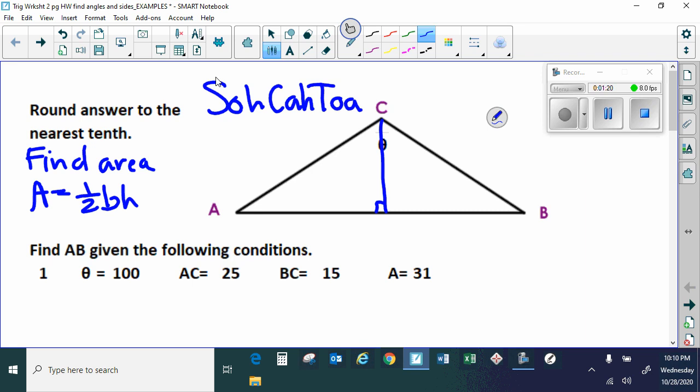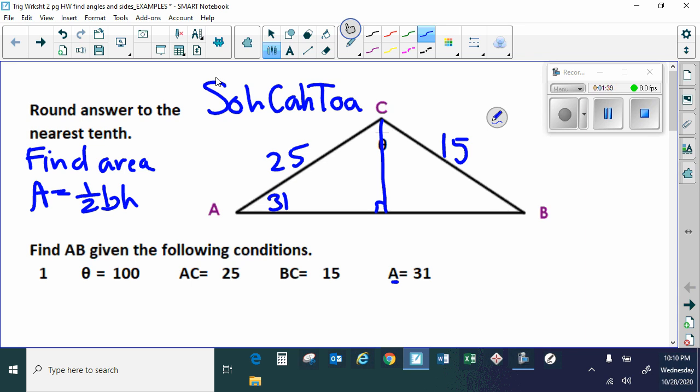We look at the givens. We know this whole angle up here, angle C, where theta is 100 degrees. The length of AC right here is 25. We fill it in. The length of BC is 15. And when it's capital A, remember that's angle, so that means that's 31 degrees right there.